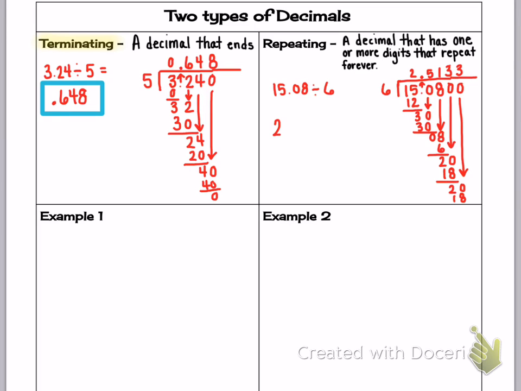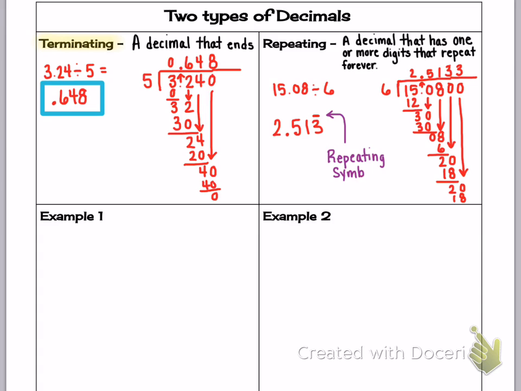You have 2.513. Now notice I didn't write that second 3 because it's not 3, 3 that's repeating. It is 1, 3 that repeats over and over again. And I'm going to draw a line over just that 3 because that's the number that's repeating. So this right here, that is your repeating symbol. That is what you're going to put over the number that goes on and on forever.